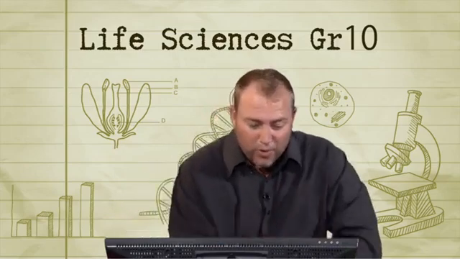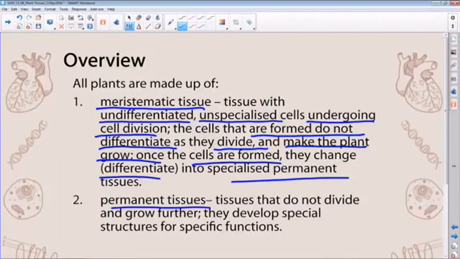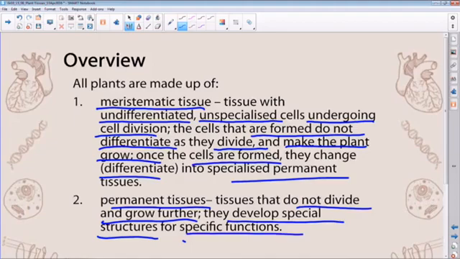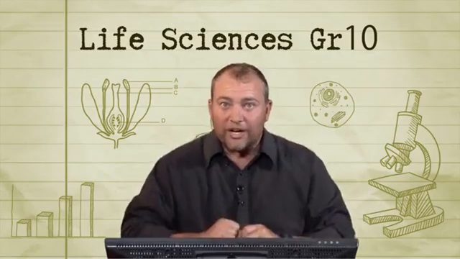Next one, your permanent tissue. Okay, tissues that do not divide and grow further. They develop special structures for specific functions. Okay, that's the university part. That's where we study to become the lawyers and everything. So you have your meristematic tissue, and then you have your permanent tissue. Okay, so that is what we're going to have a look at.